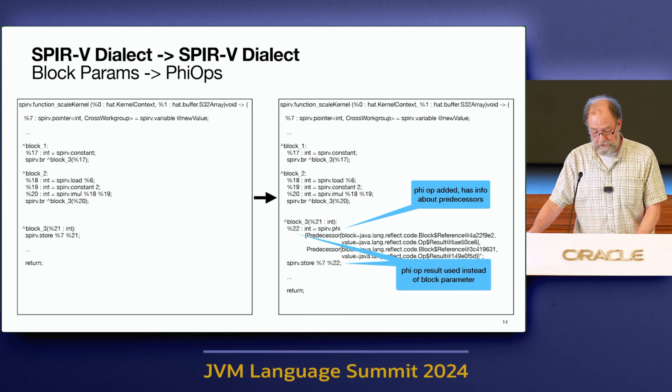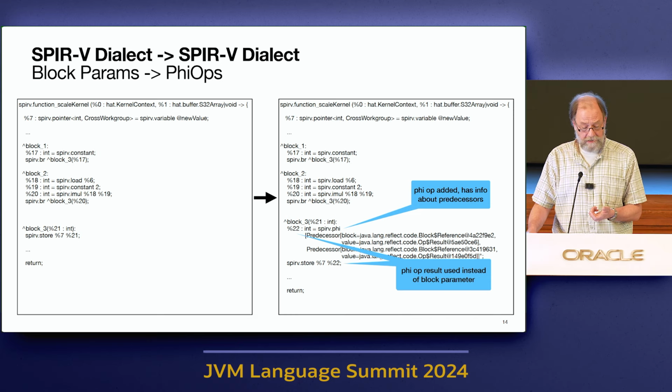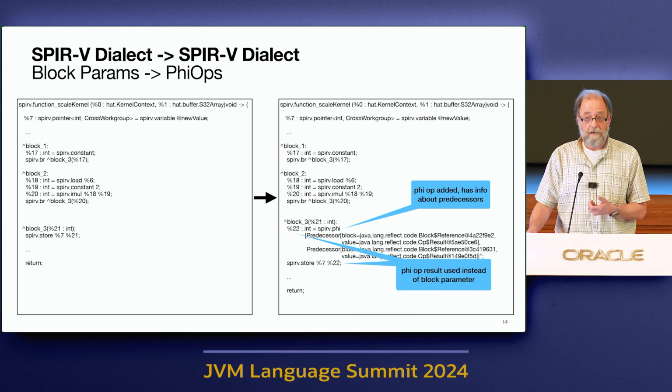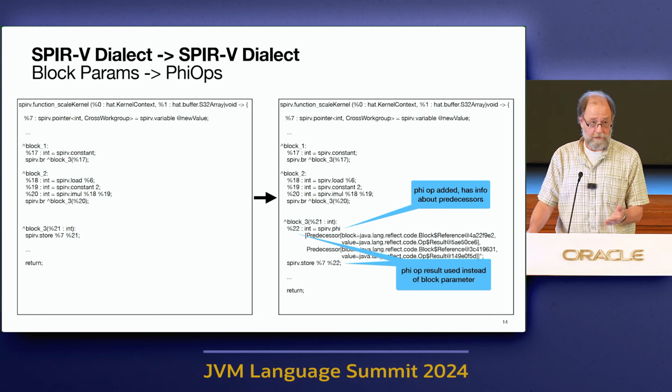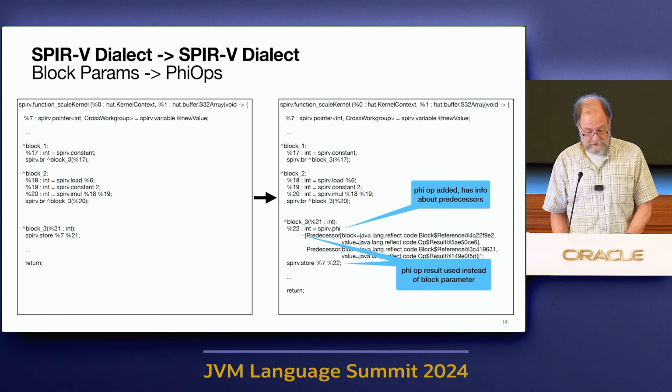The second thing we want to do in addition to adding the phi is we want to disable the block parameter use and replace any occurrences of a block parameter use with use of the PHI op result. So you see that here. We have a store at the bottom that was using the block parameter to initialize a variable up top, new value, and we wanted to be using the result of the PHI op instead.